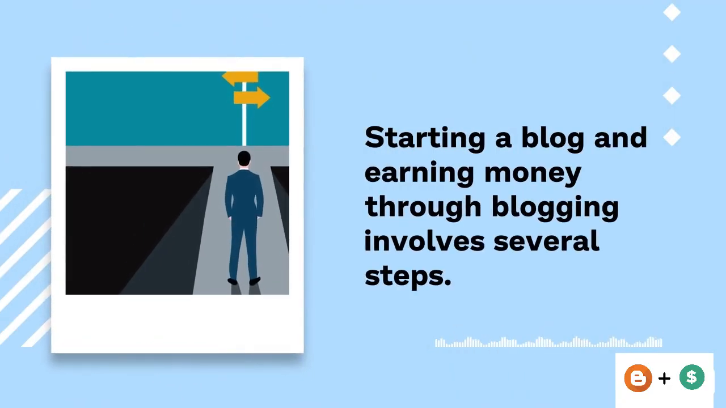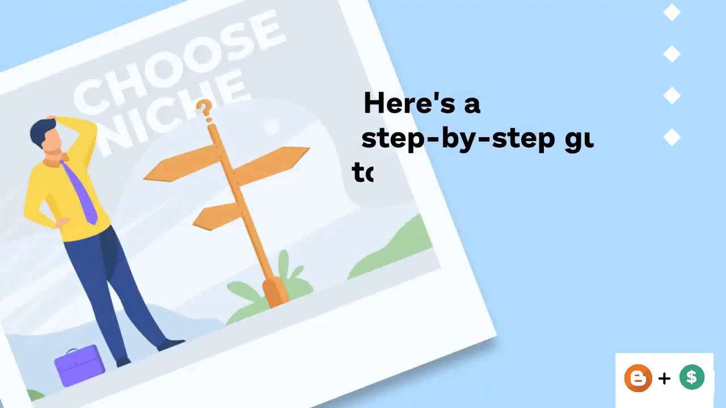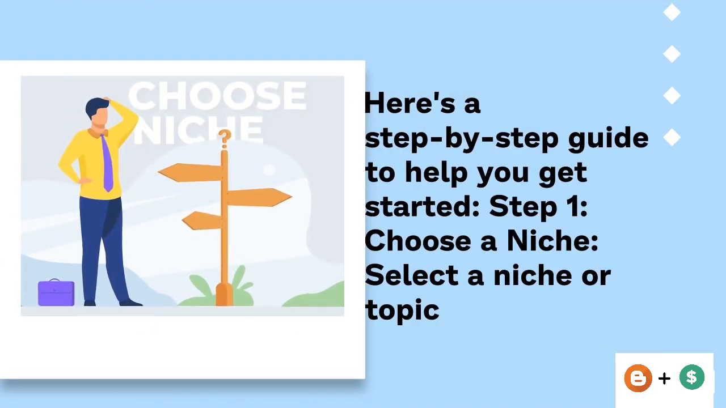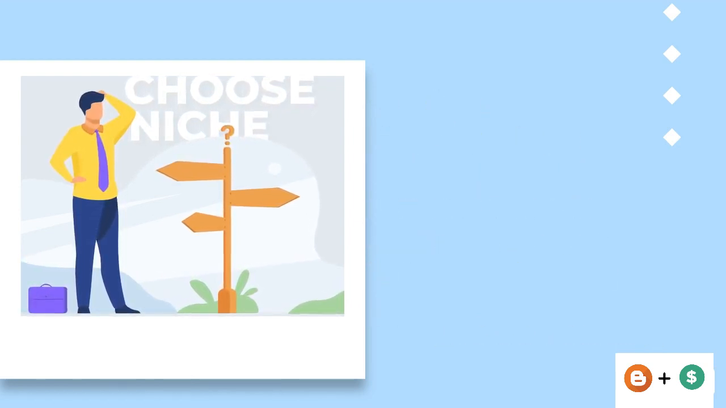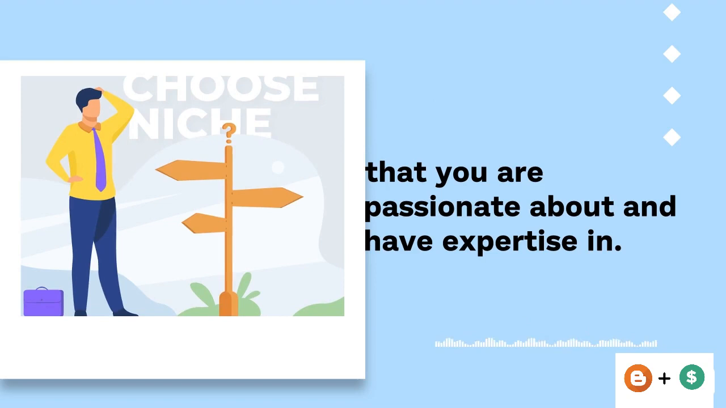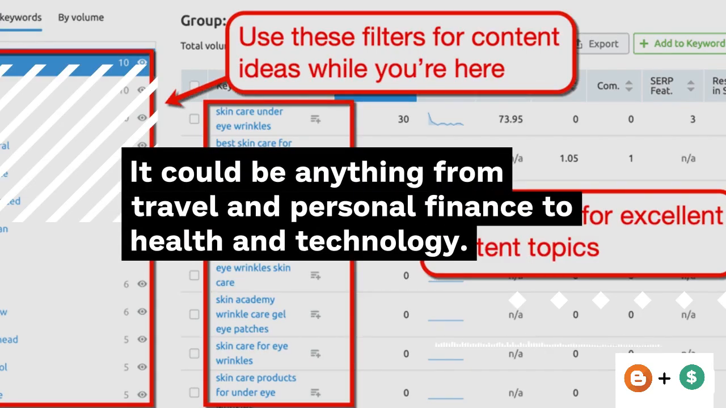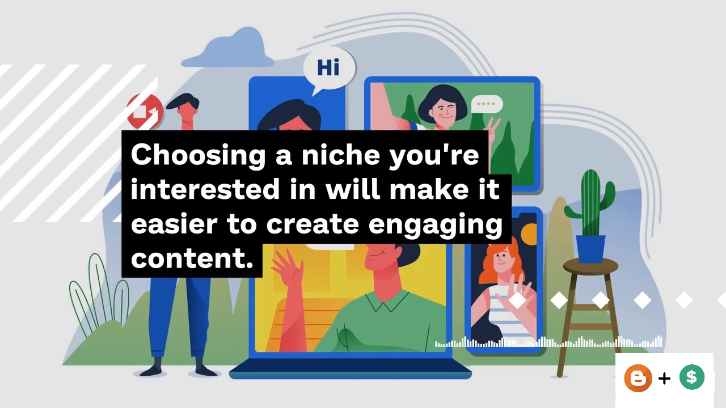Starting a blog and earning money through blogging involves several steps. Here's a step-by-step guide to help you get started. Step 1. Choose a niche. Select a niche or topic that you are passionate about and have expertise in. It could be anything from travel and personal finance to health and technology. Choosing a niche you're interested in will make it easier to create engaging content.